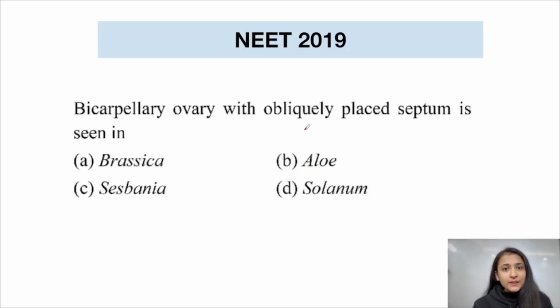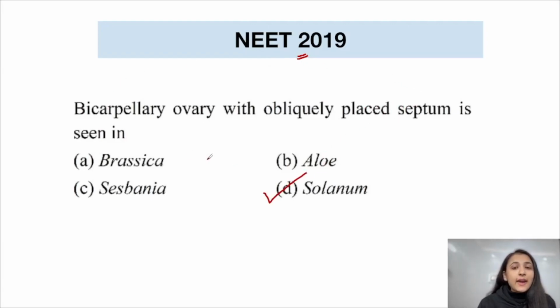Now let's come to the NEET PYQs. This question is from NEET 2019. Bicarpillary ovary with obliquely placed septum is seen in... We have just covered this part. Bicarpillary ovary with obliquely placed septum is the characteristic feature of the family Solanaceae. I told you to remember this characteristic feature because it is very important, and these characteristic features are usually asked in the exam. Questions are put up from these parts, because these are the characteristic features. So the answer is option number D, Solanum.